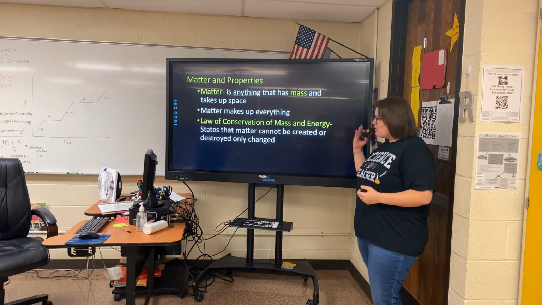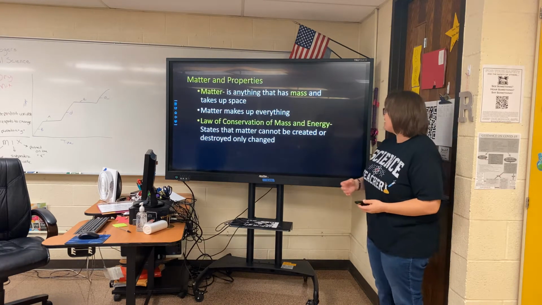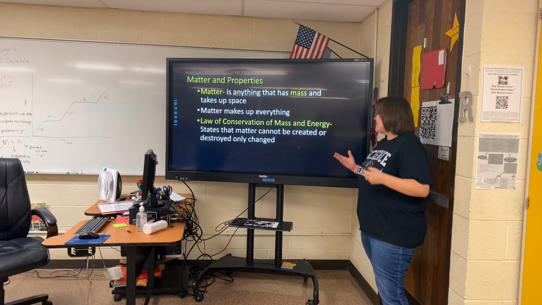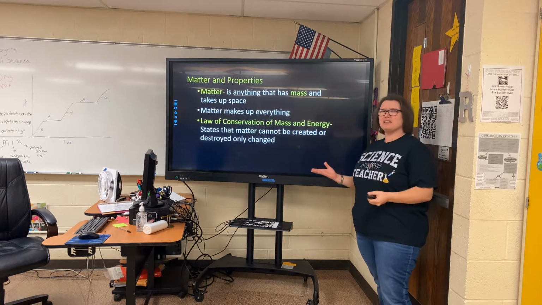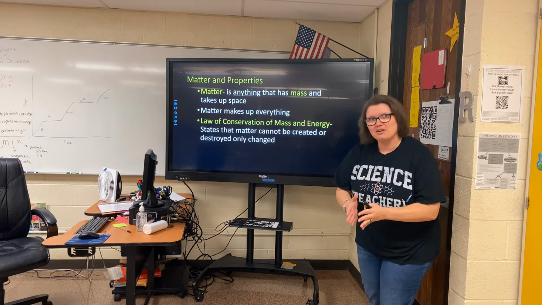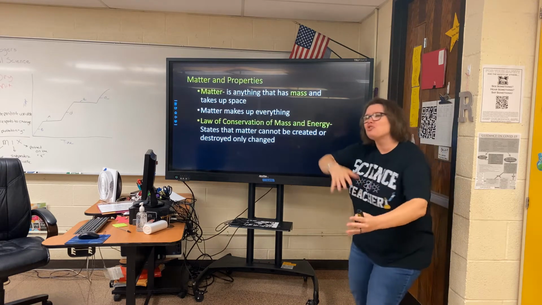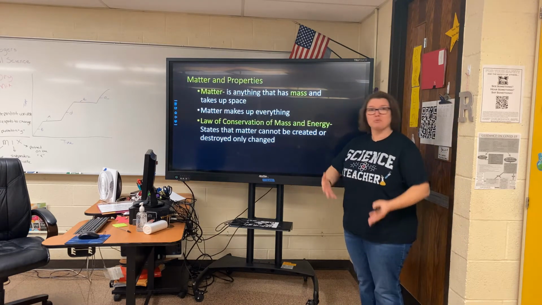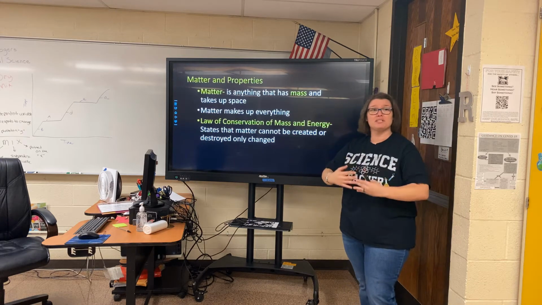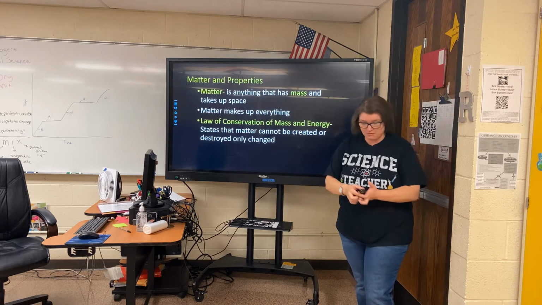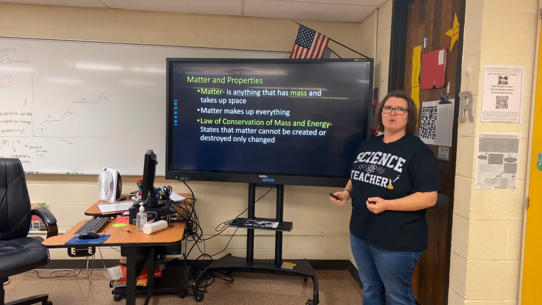And now, to go along with matter, we also have the law of conservation of mass and energy, and that states that matter cannot be created or destroyed, neither can energy. The energy that is here on Earth has always been here. We're just transferring it from one place to another. When we eat food, that energy transfers to us so that we can use it to move around, and so forth. But matter and energy can never be destroyed, they're just transferred.